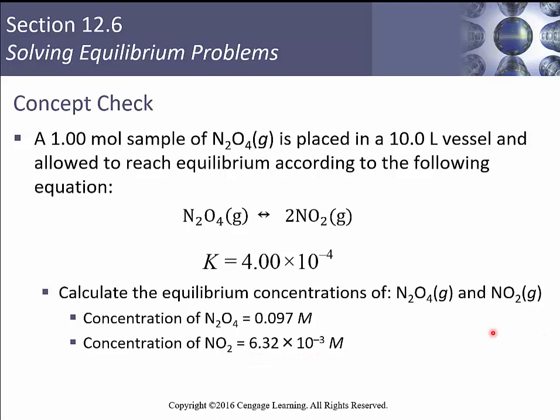You ask yourself, does that make sense? And you look at this value of K, and this value of K is small. So of the two, which is it going to favor, the products or the reactants? Well, it's going to favor the reactants. I'm not going to get a lot of products because my K is a ratio of products to reactants.